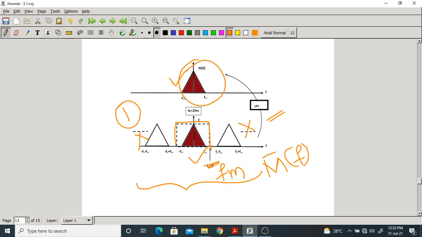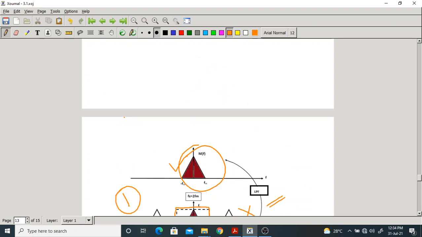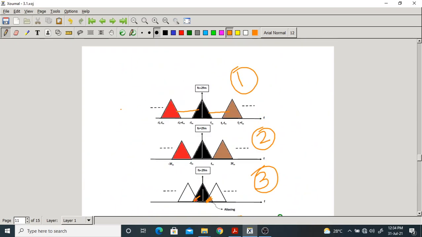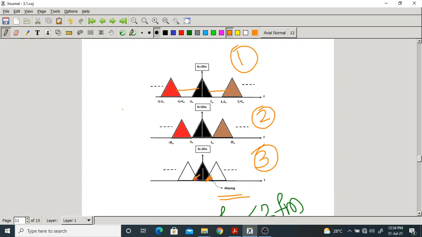But remember, I explained only case 1. We have the remaining 2 cases. Let us go for case 2. In case 2, if I use an ideal low pass filter, can I get m of f? Yes. In the second case also you can get m of f. In the second case also reconstruction is possible. Here possible, here also possible.